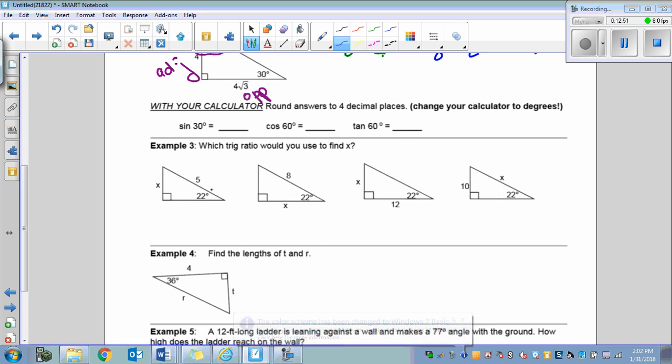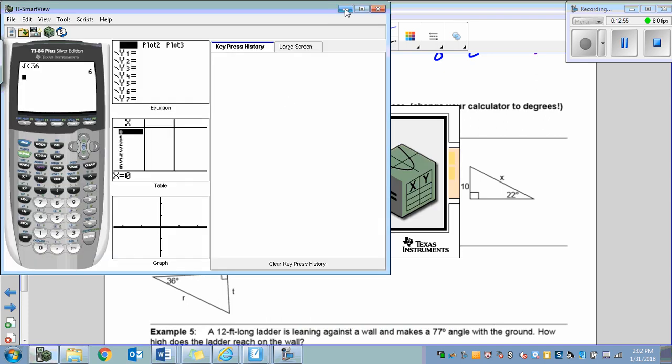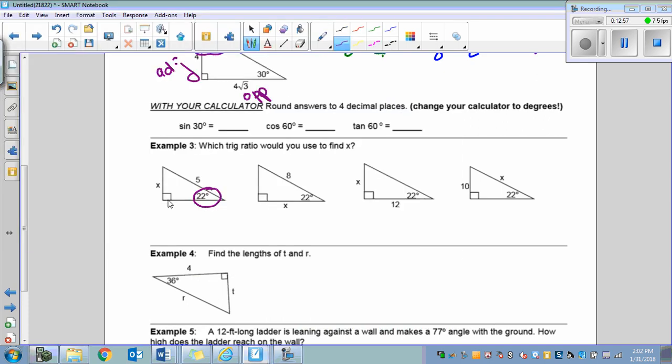My first step is to circle my reference angle. It has to be one of the two smaller angles. It cannot be the 90 degrees. My second step is to label my sides. X is the side opposite, and 5 is the hypotenuse. Now, I didn't label this side because there's no number and there's no x there. So let's write down SOHCAHTOA.